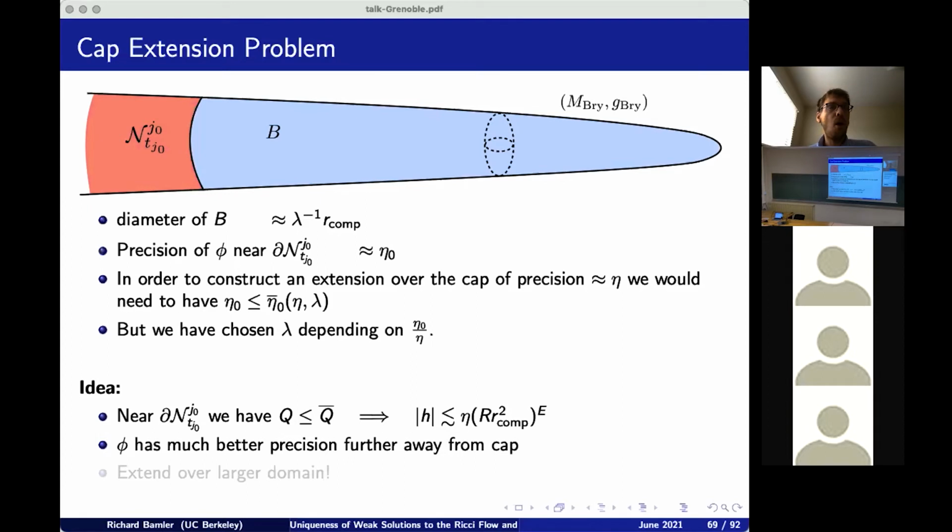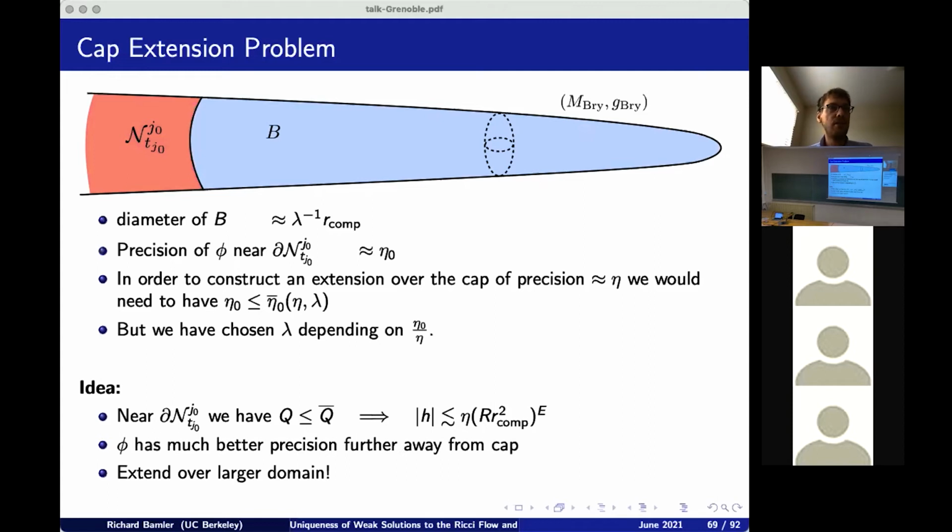Of course, somehow, and so now the idea is to, instead of extending this map over B, first remove a large part of this comparison domain. And then we have the problem of extending some map over an even bigger domain. But now we have much better almost isometry properties near the boundary. Okay, so we have these two competing issues.